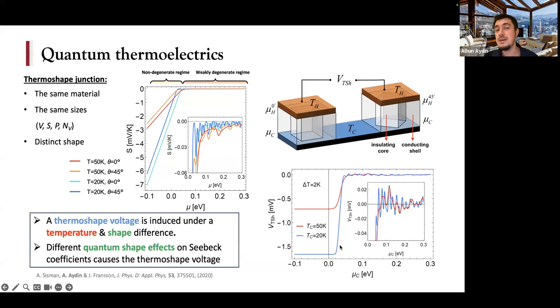So we offer this as a new degree of freedom that you can manipulate in thermoelectric devices. Of course, there are issues about how we achieve these, how we induce these shape changes. That's basically an engineering challenge, but this serves as a proof of concept that it is doable.